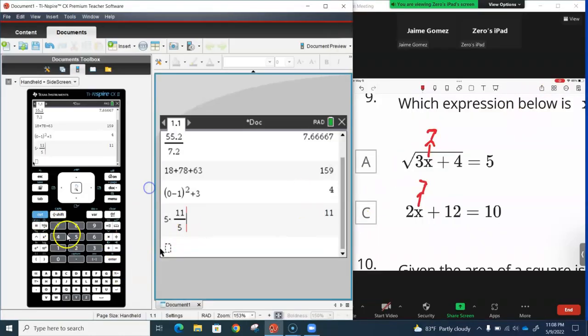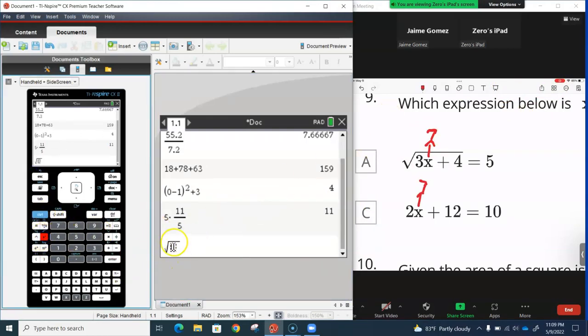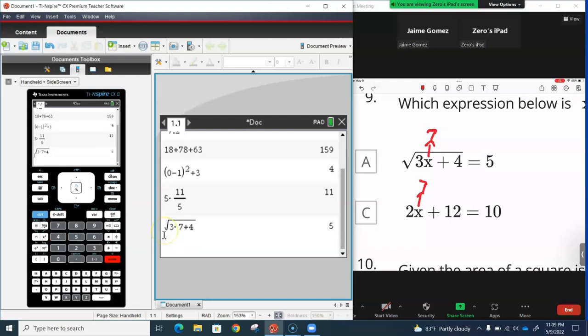So the square root of 3 times 7 plus 4 equals, oh, that's it. Does it equal 5? Yes, it does. There you go. The answer is A.